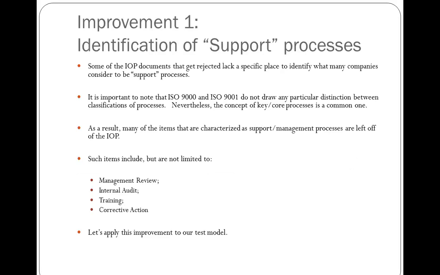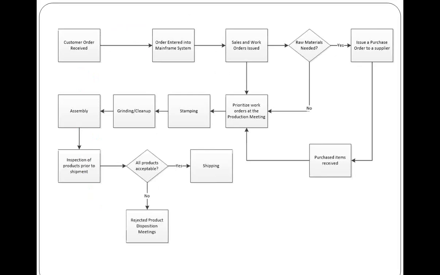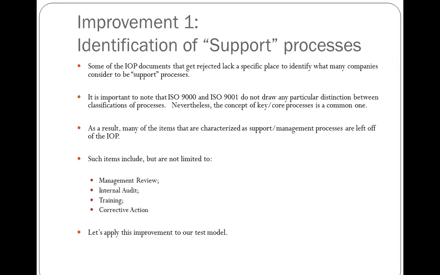Getting to the improvements. Our first improvement that we're going to make is to identify support processes. Now, if we could jump back to the raw IOP for just a second here, you'll note that what we've got here is essentially the core activity. We have the order entry cycle right up through the shipping cycle. But there's other conceivable activities within the system that haven't been included here. So what might that be?